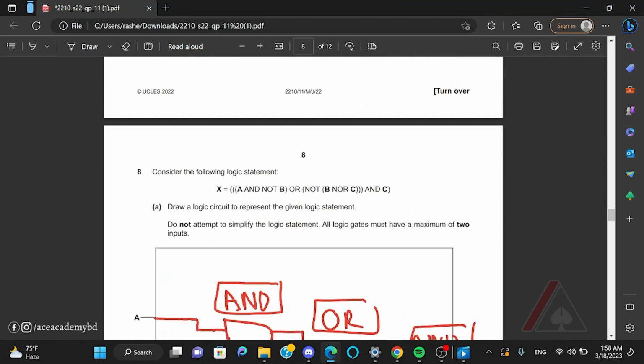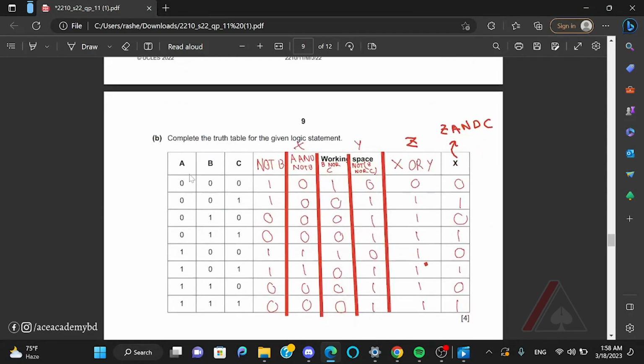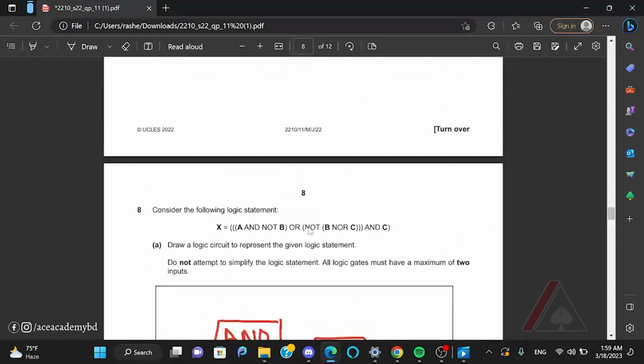Then we have to think about A and not B, right? What the AND gate does is essentially it provides an output of 1 if both the inputs are 1. Otherwise, it provides an output of 0. So A and not B: 0, 1 is 0, 0, 1 is 0, 0, 0 is 0, 0, 0 is again 0, 1, 1 is 1, 1, 1 is again 1, and 1, 0 is 0, and 1, 0 is 0. Okay, so now we need to next think about B nor C, right?